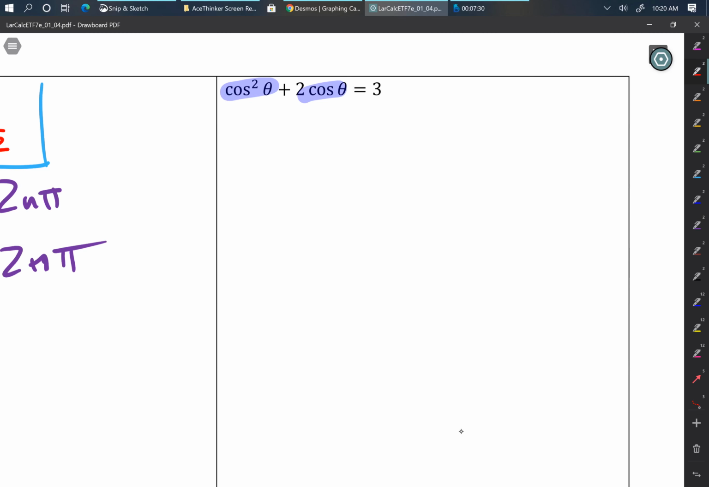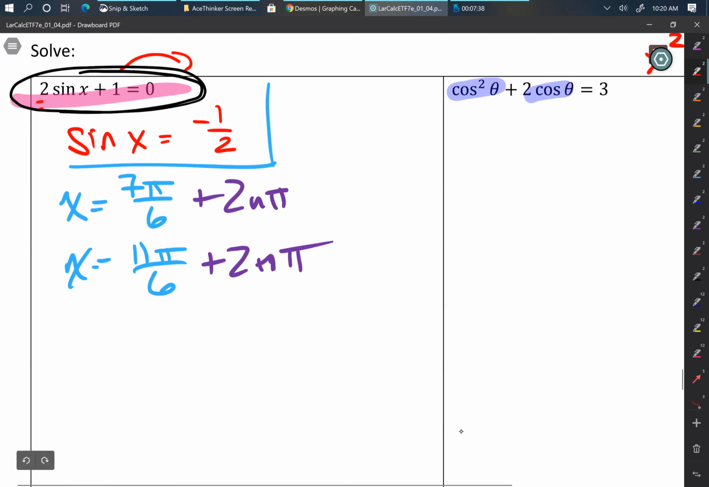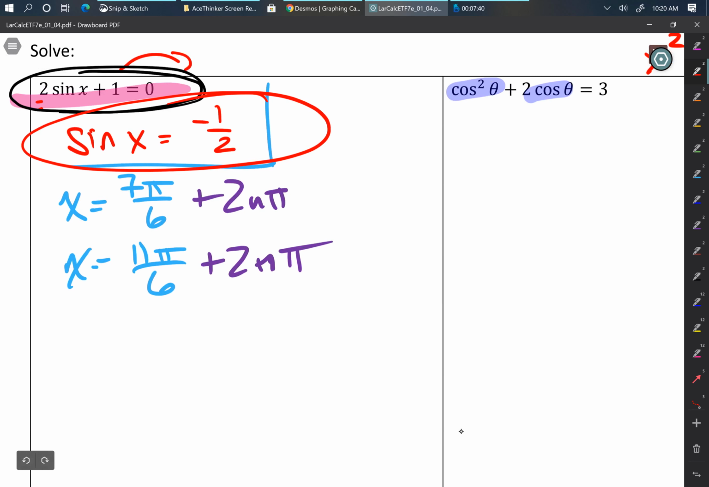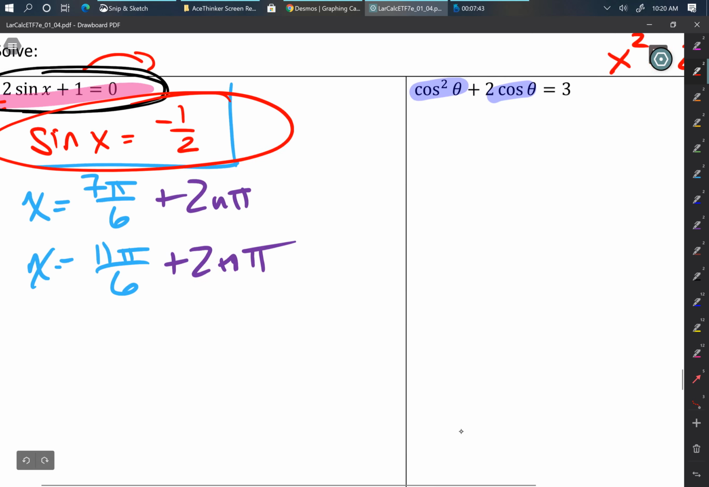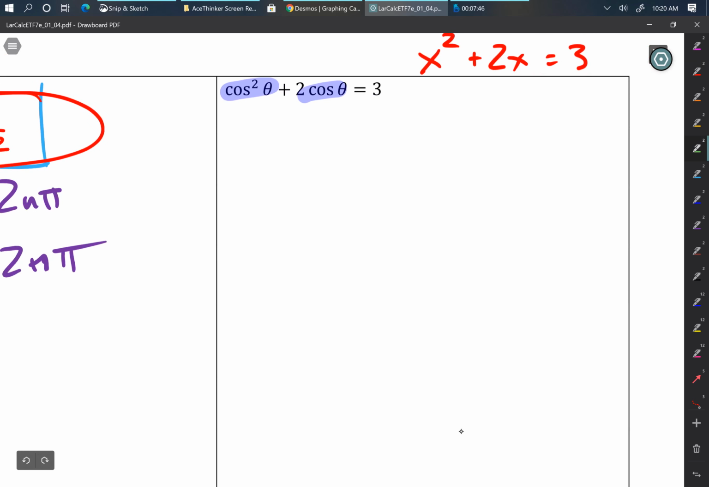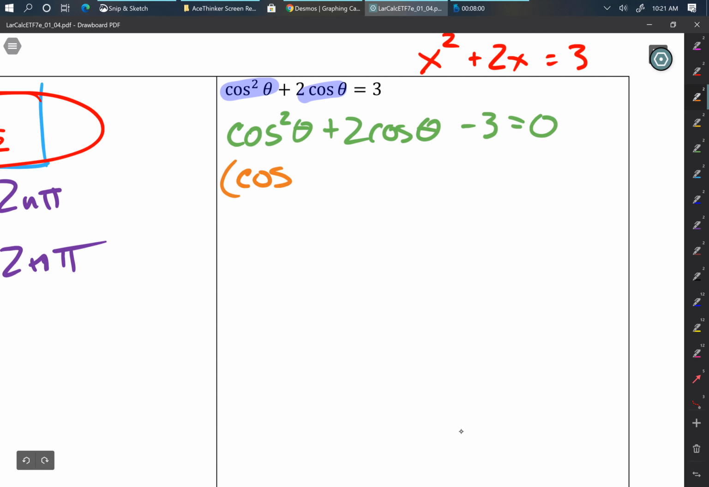I'm looking at this and I'm seeing x squared plus 2x equals 3, and I'm asking myself, how would I solve that? Because ideally, sooner or later, I want to get to a point where I have the trigonometric function isolated. And so first thing I would do is I would move the 3 over to the other side, and that's going to give me cosine squared theta plus 2 cosine theta minus 3 is equal to 0. And I believe that's factorable. So that's going to give me cosine theta. What is that going to be? Plus 3 times cosine theta minus 1 is equal to 0.